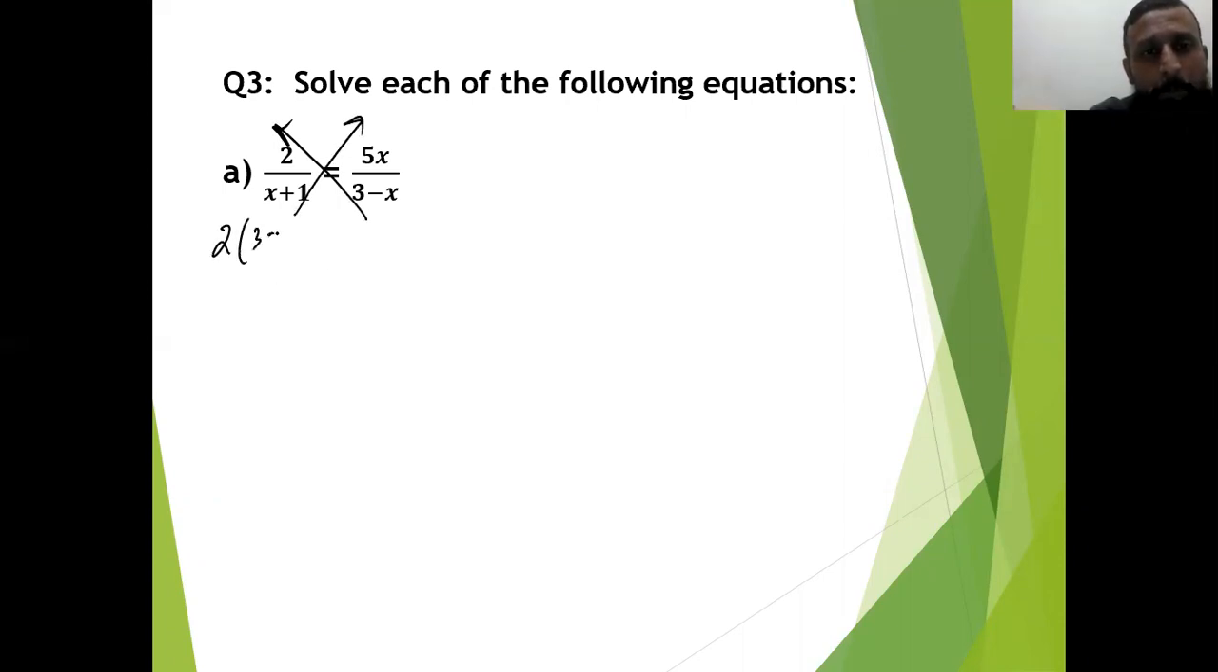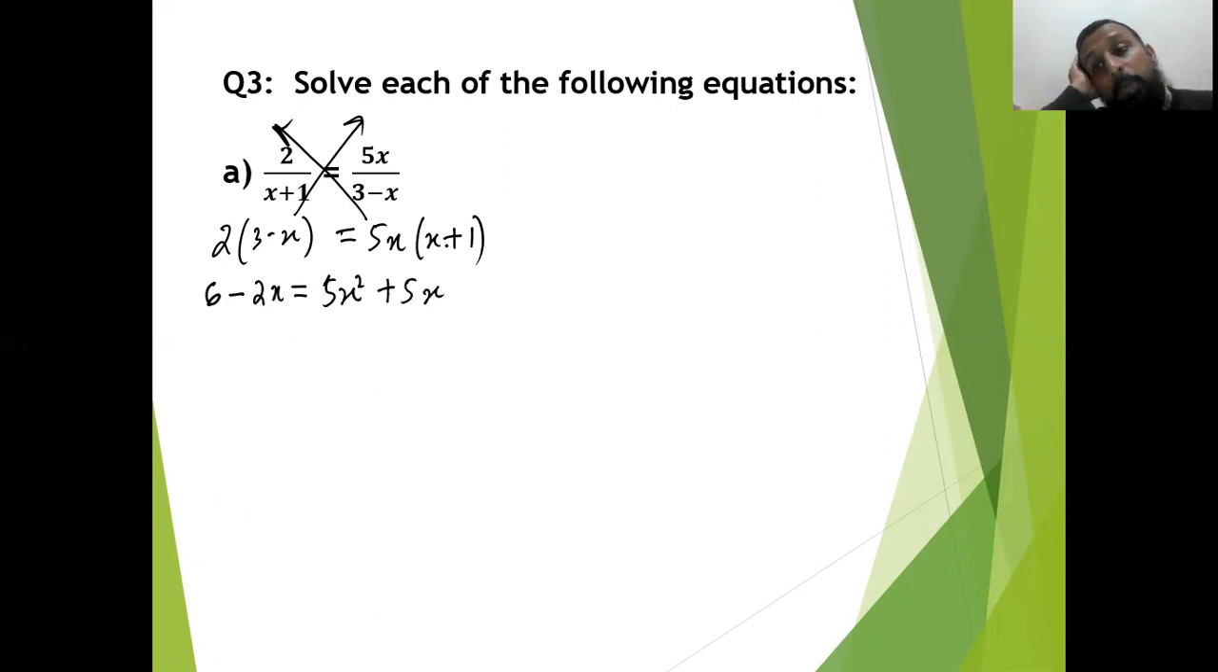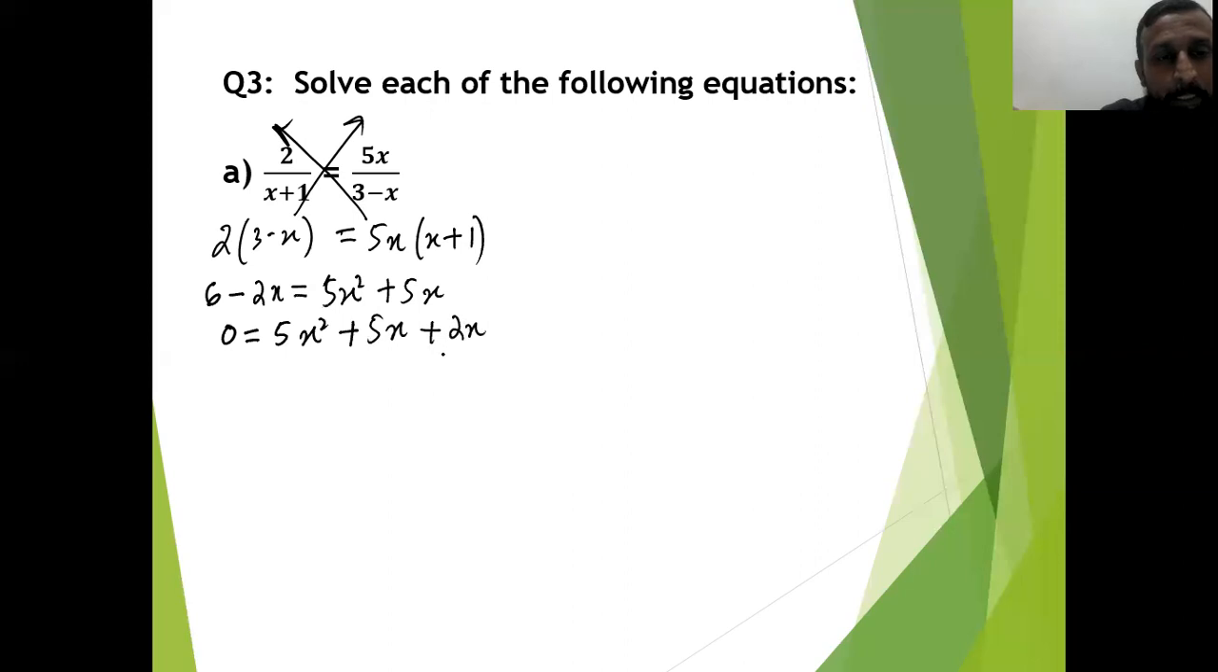2 multiplied by 3 minus x equals 5x multiplied by x plus 1. Okay, let's open up the bracket. 2 3s are 6 minus 2x equals 5x squared plus 5x. Now, in order to make it a quadratic equation, we need to have a 0 on either side of the equation. So 0 equals 5x squared plus 5x. Bring this negative 2x on this side, it becomes positive 2x. Bring this positive 6 on this side, it becomes negative 6.